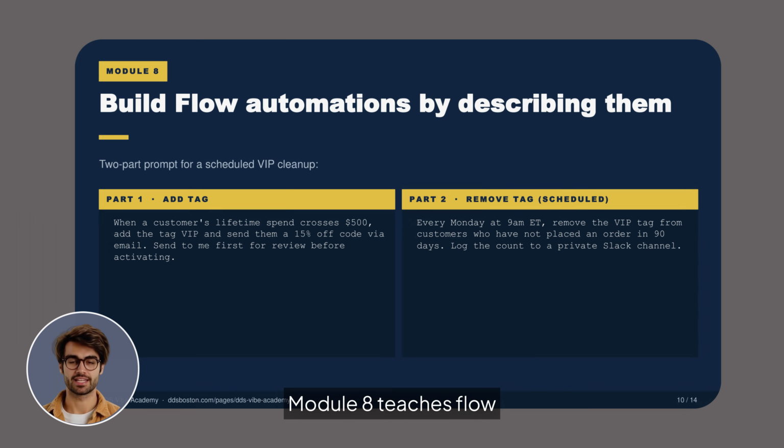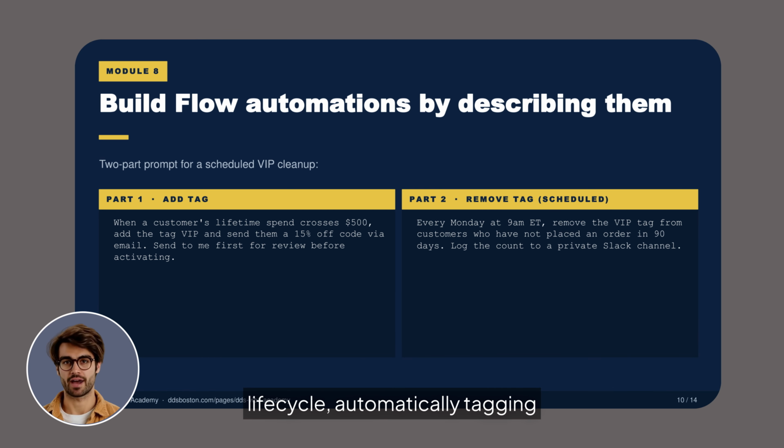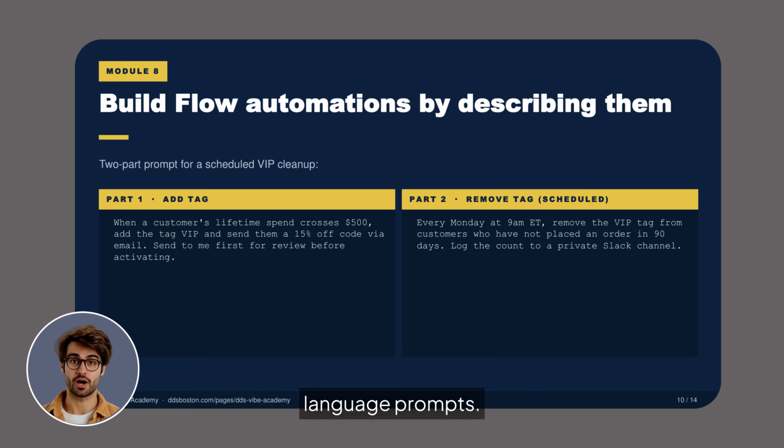Module 8 teaches flow automations by description. We'll build a 2-part VIP lifecycle, automatically tagging high-value customers and emailing a reward, then removing the tag after inactivity and logging results to Slack, all from natural language prompts.